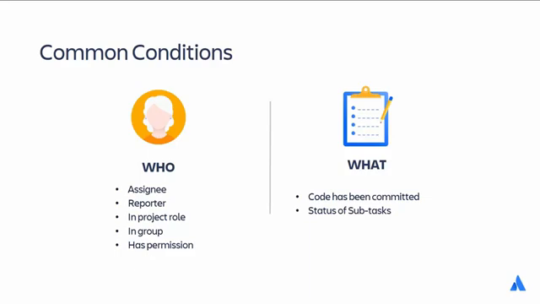Conditions can also take into account something about the state of the issue. For example, has code review been committed against this issue? Or the status of the issue's subtasks. For example, you can restrict the parent from transitioning to done until all of its subtasks have been resolved or closed.